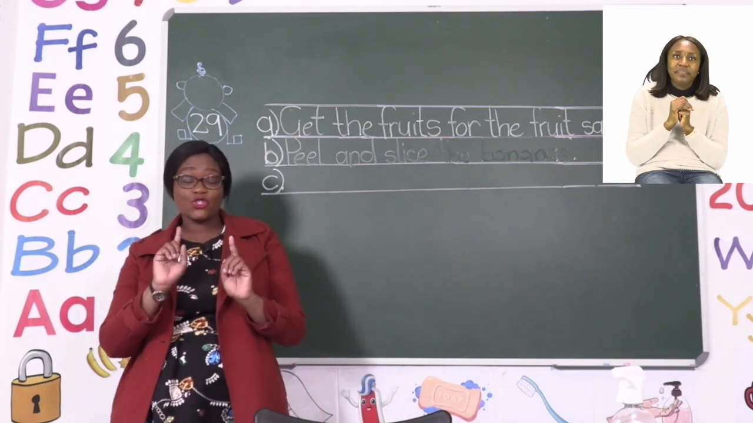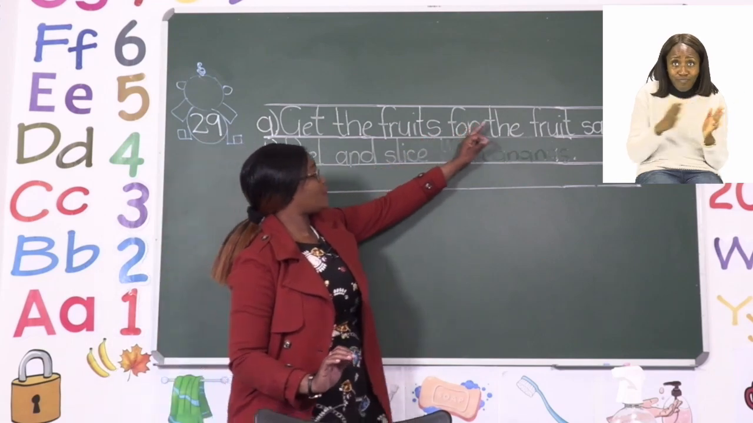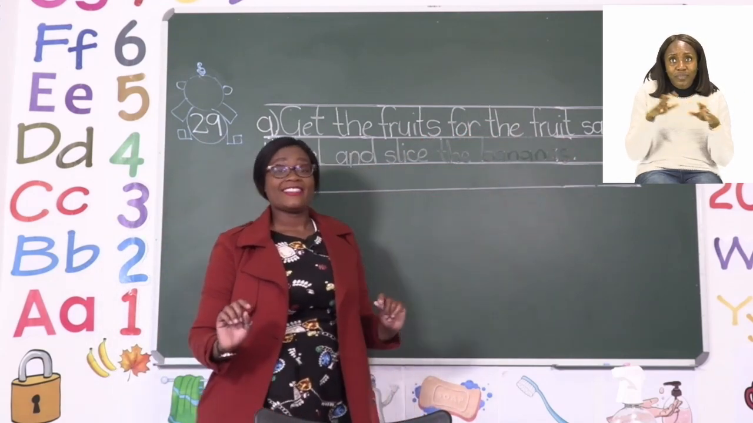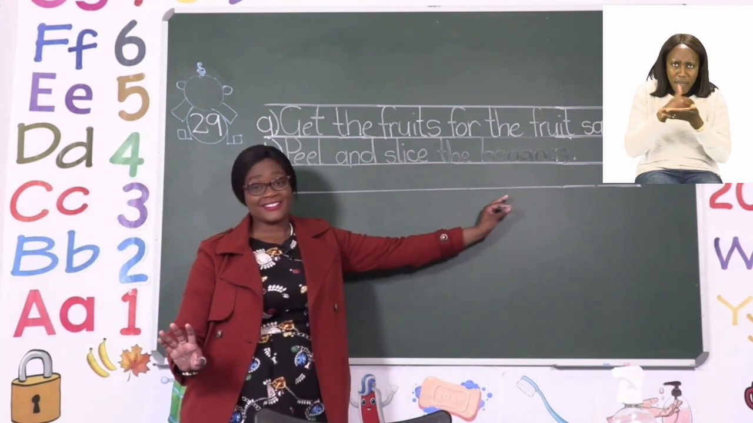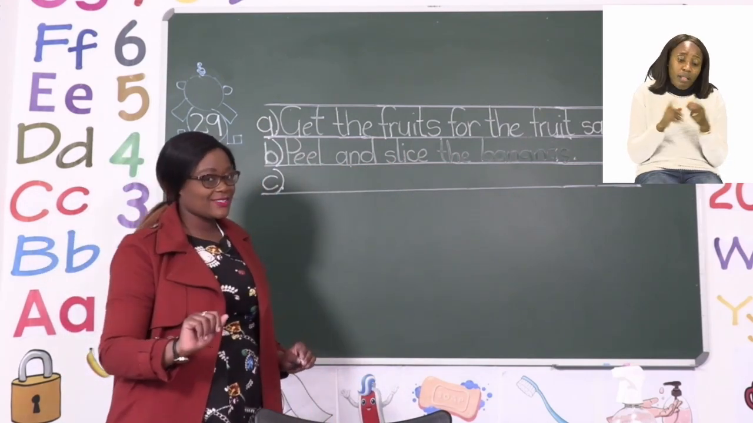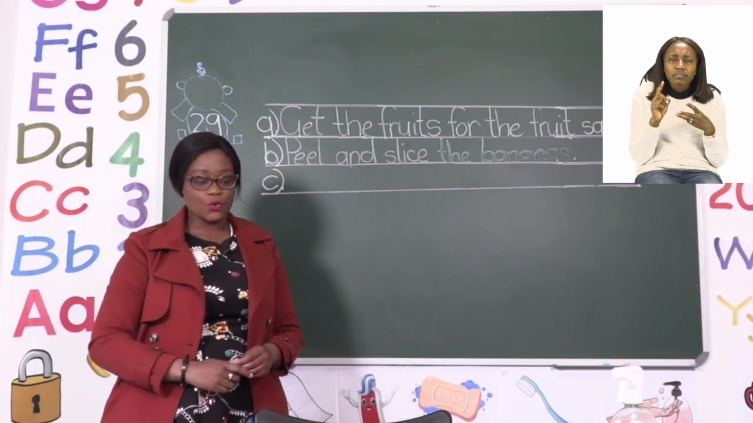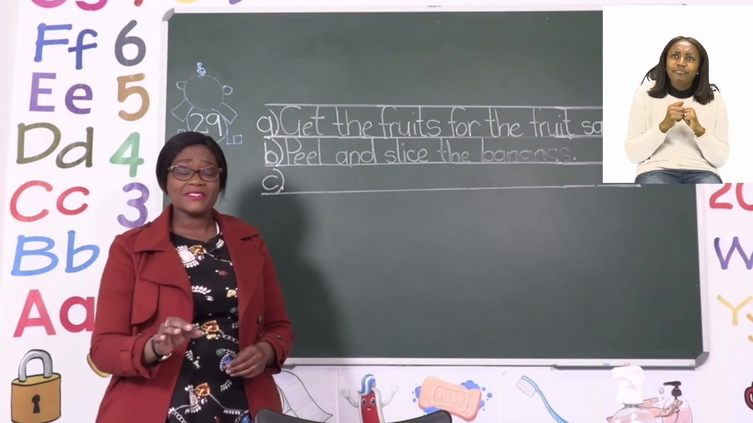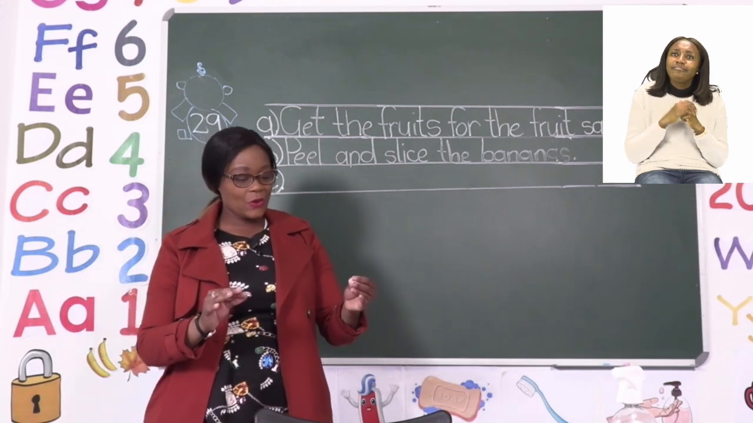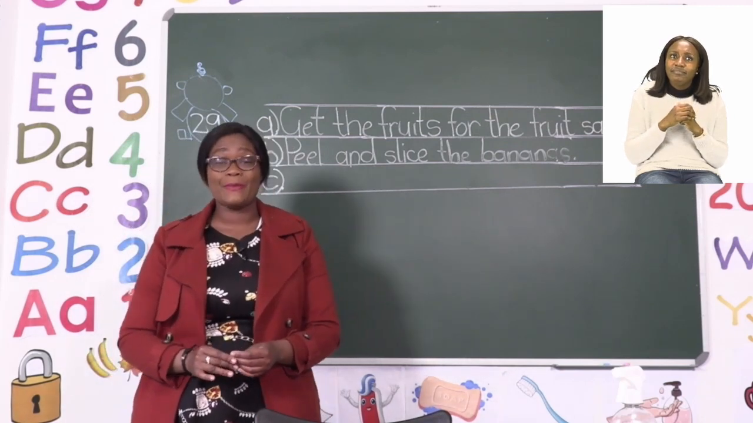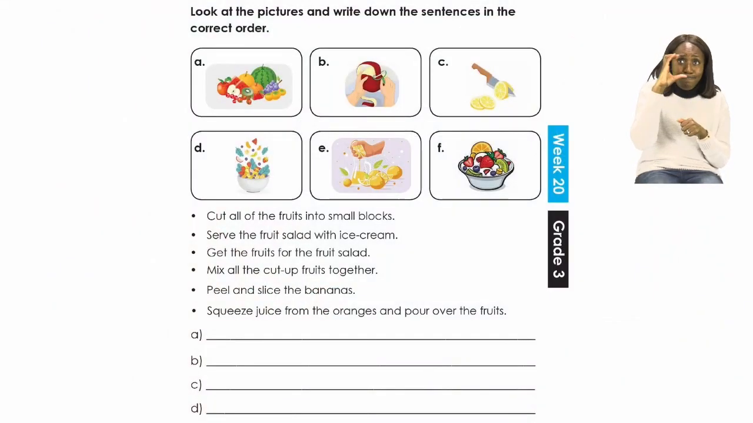So we have done two instructions. The first one says, get the fruits for the fruit salad. And then the next picture is peel and slice the bananas. So now we're going to use the last one, C, where we can see that there is a knife cutting through. So the next instruction must be about cutting, and the only sentence that says cutting is cut all the fruits into small blocks. So we're going to start with the capital letter C for the word cut.